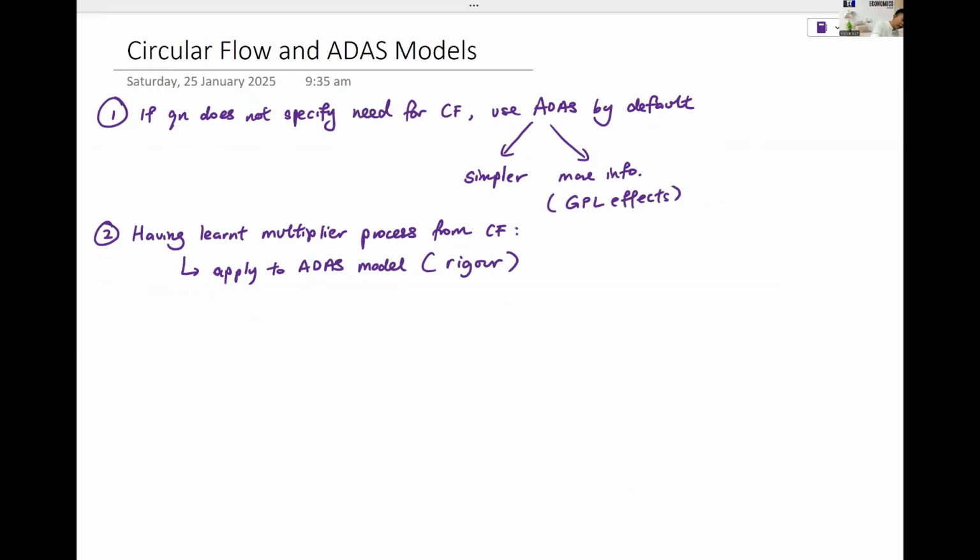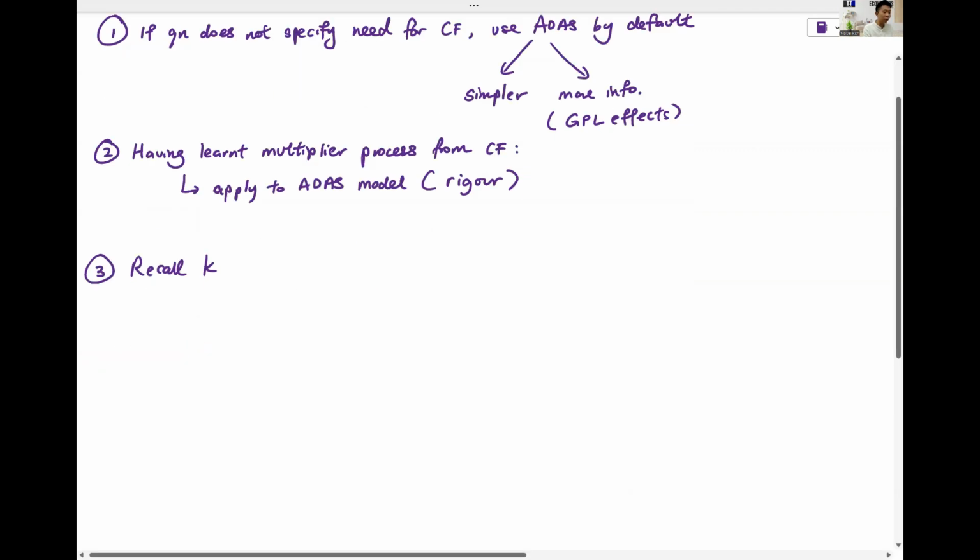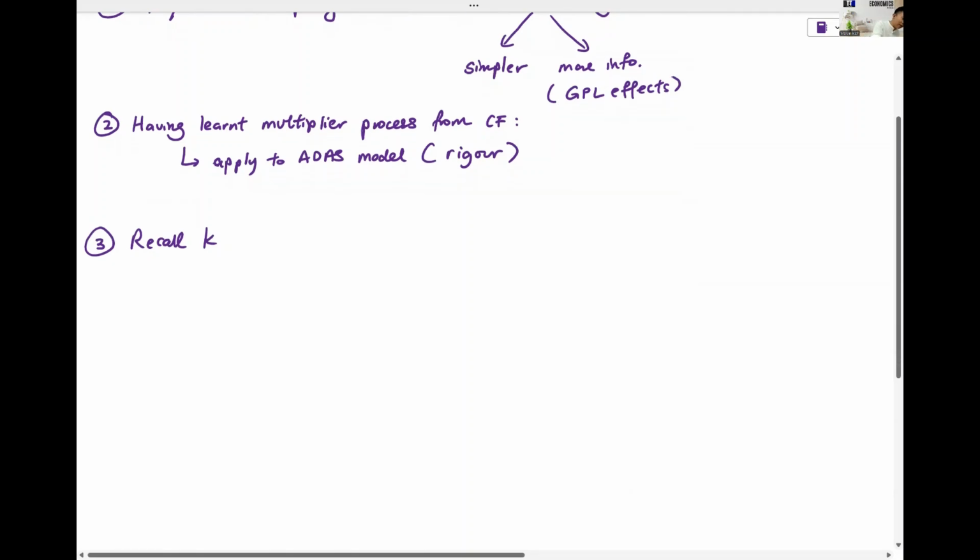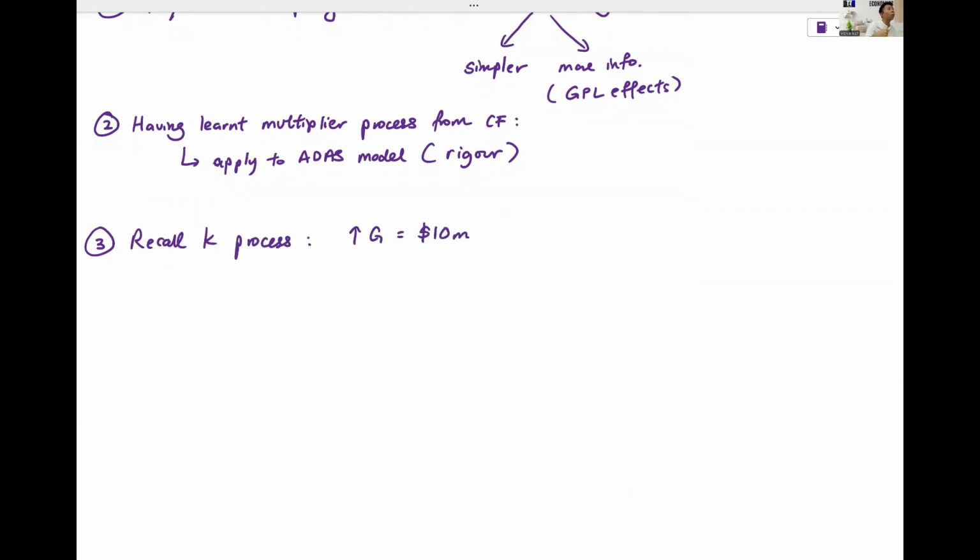So how do you explain it? Recall, I'm just going to cut short. Multiplier, I'll just put K. You know it's K, right? Recall the K process. Last week, I had this higher G of 10 million or 100 million, right? Then you had higher C of 6 million. We had another increase in C of 3.6 million, and so on. Remember that?